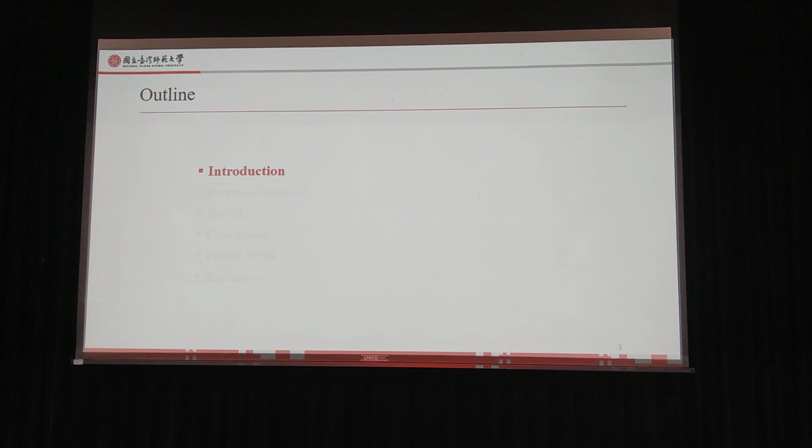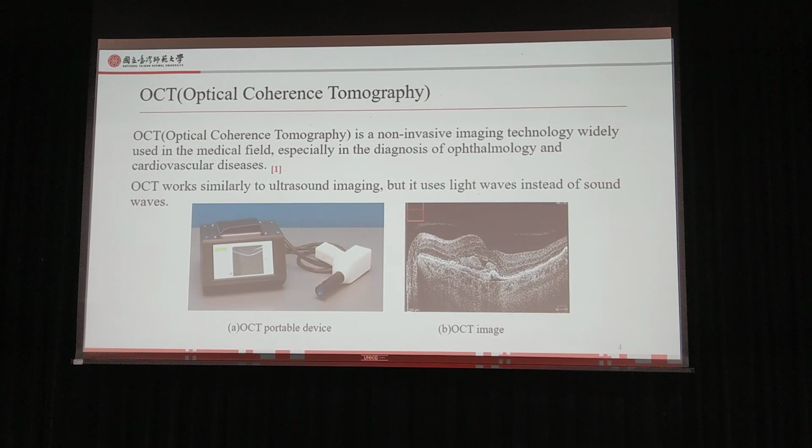First, I will talk about our introduction. OCT is a non-invasive imaging method, widely used in the medical field, especially in the diagnosis of eye disease, and it can be used in many fields. OCT uses a low coherence light source to measure the time delay and intensity between the light and the reflection of the tissue and the reference beam through the principles of optical interference. This allows the multi-layer structure of the tissue to be accurately measured.